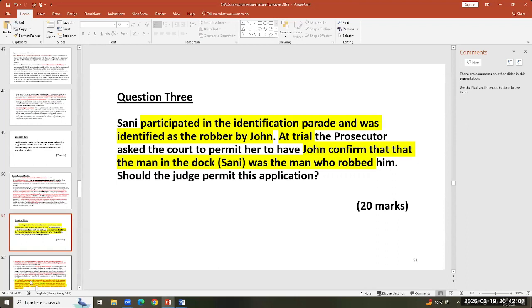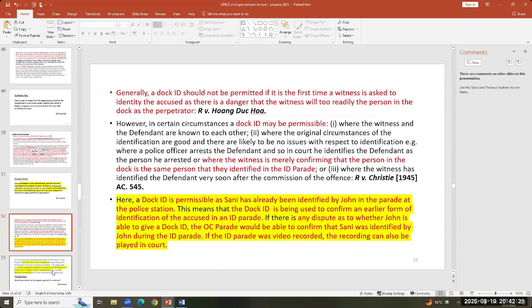So the students who just said, no, it's a dock ID, cannot be allowed, probably would have got some marks if they cited an authority, but you're not going to get anywhere close to the full marks because you haven't done the full proper analysis. Okay, so the first 2 bullet points are just repeating what we said on previous exam papers, but here it's permissible. It's just confirming an earlier identification.